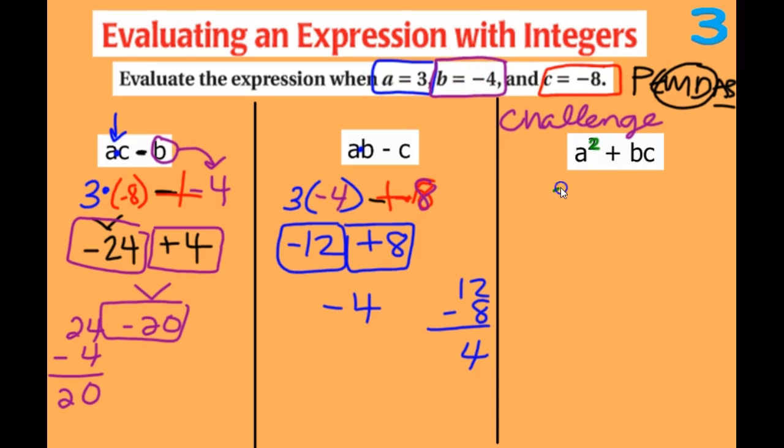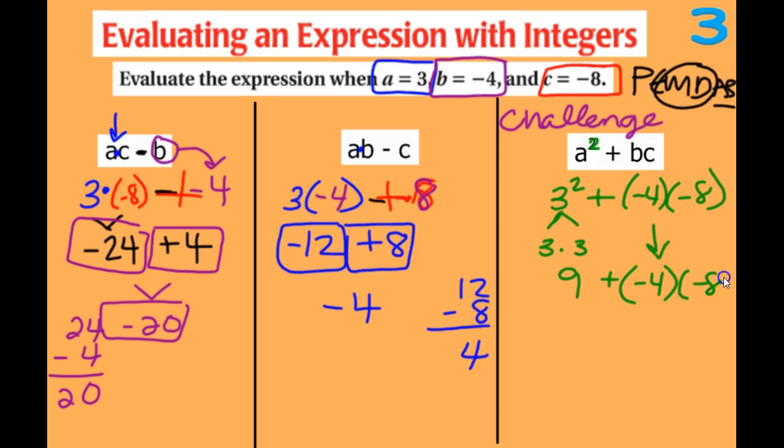So A is really 3, so you could write this as 3 squared, plus B, which is -4, times C, which is -8. But 3 squared is really 3 two times, so it's really 3 times 3, which is 9. I'm just going to copy the rest of the problem, plus -4 times -8.